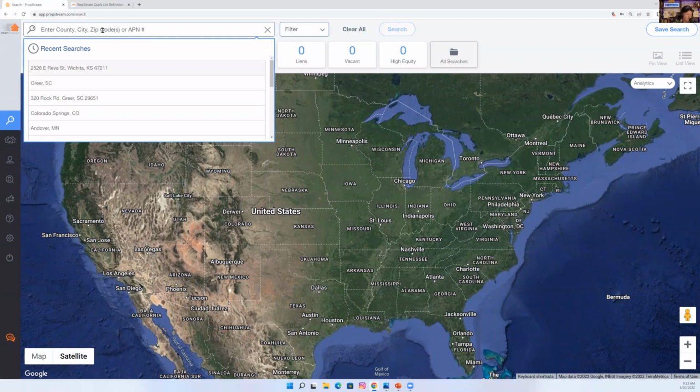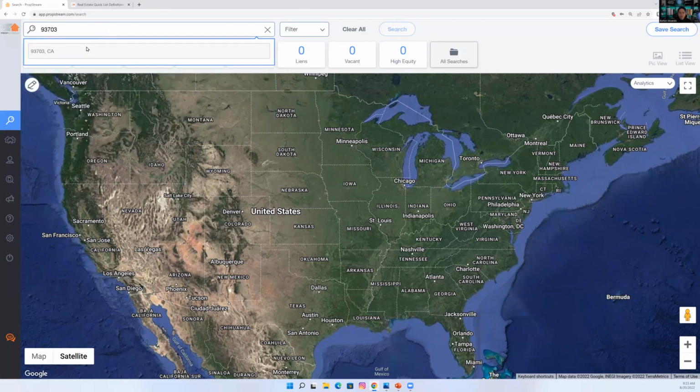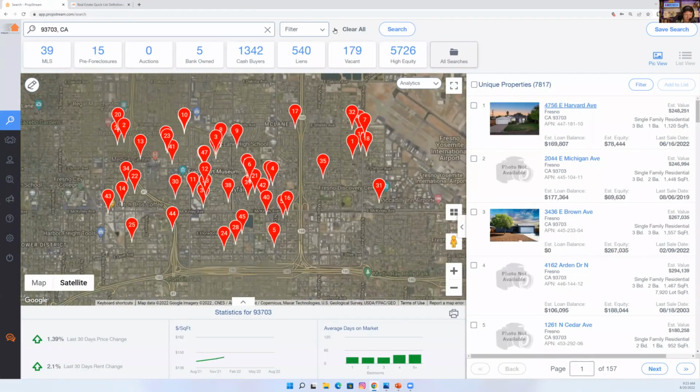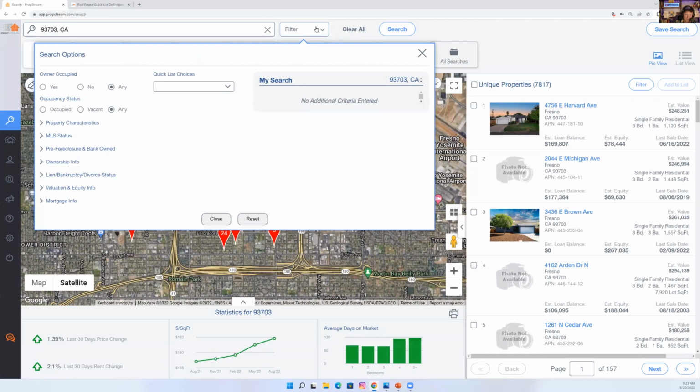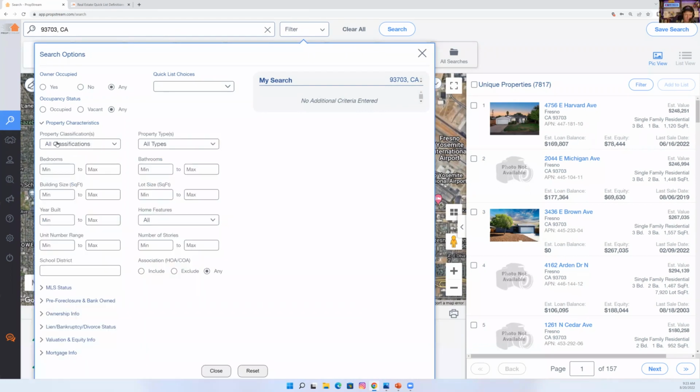Yeah, so we'll do a couple of them together. We're going to go back to 2002 and give you my original buy box. So 93703. All right, so that would be the zip code. And then for property characteristics, we're going to want 3 bedrooms or above. So I'm going to our search filter, and our property characteristics are right here. And what we're looking for are bedrooms, so 3 or above.